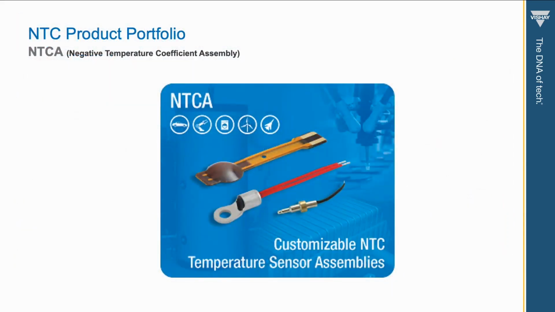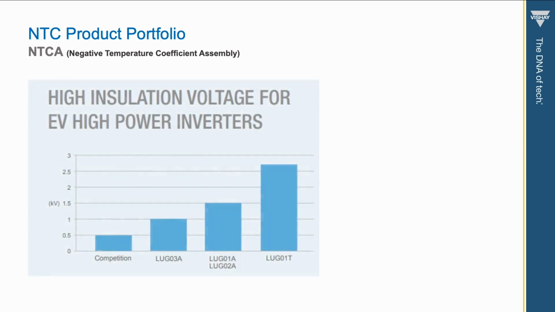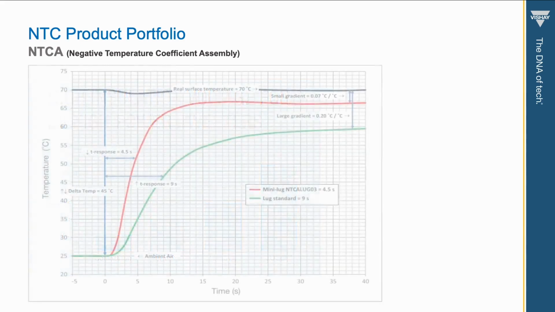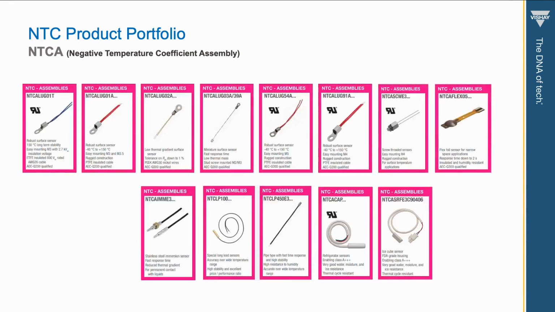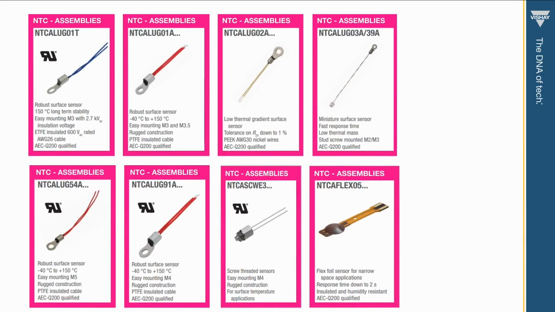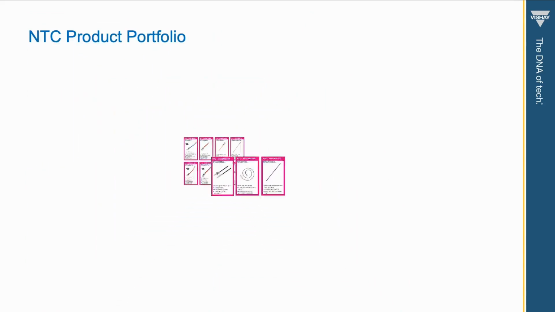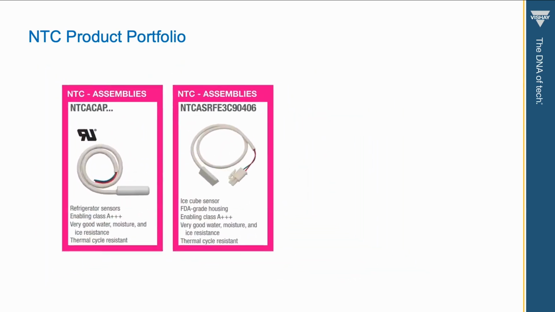Moving on to the NTCA family of products. The NTCA product family consists of what we call temperature sensor assemblies. Numerous product series exist within this family, and each is tailored to specific application requirements, with features such as fast response, high insulation voltage, thermal cycling withstanding, and reduced thermal gradient. In general, they are used for off-board temperature sensing with a convenient mounting method for system integration simplicity. Some of the standard housing types include lug, screw, and flex types for surface sensing, pipe and immersion types for fluid or ambient sensing, and plastic cap types for refrigeration sensing.